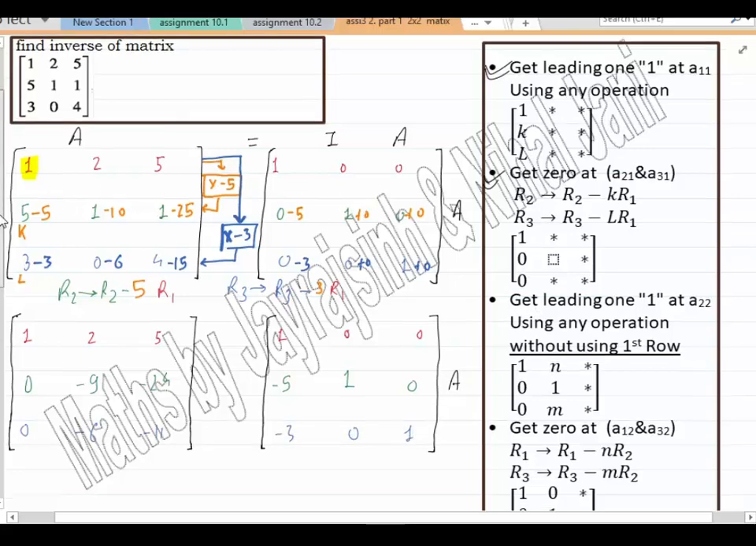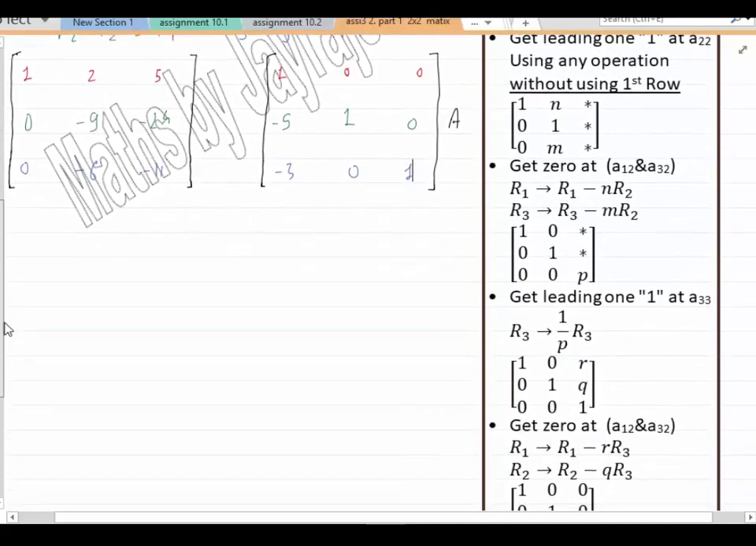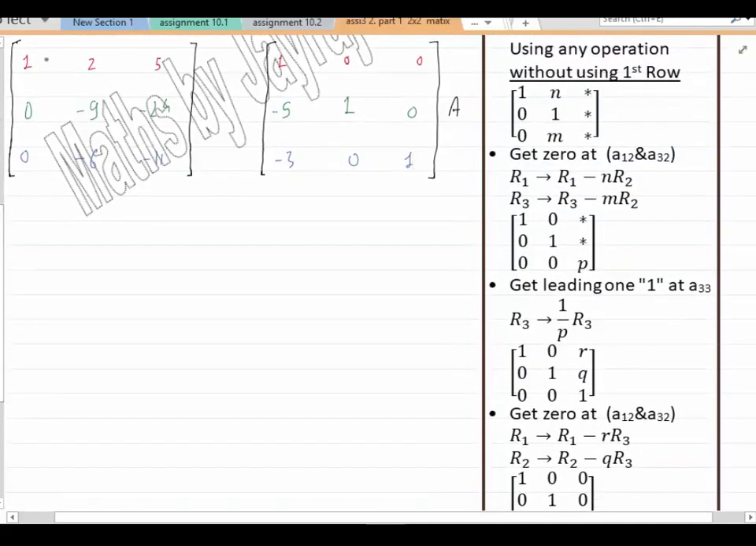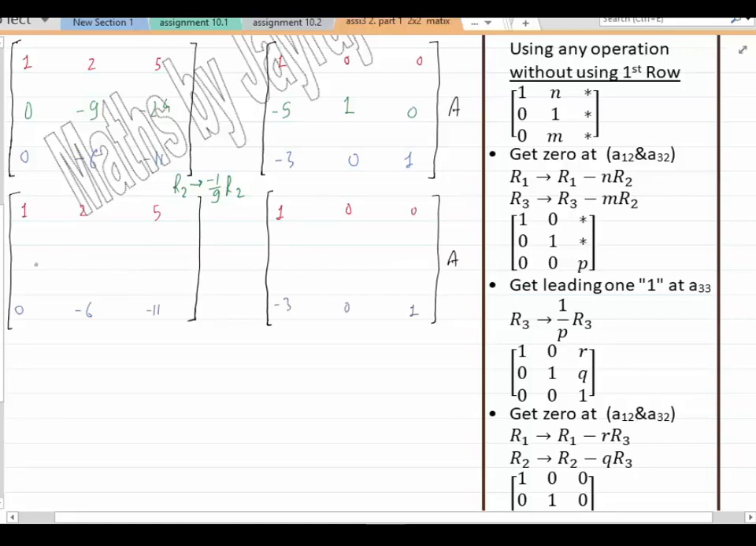Now it's time to get a leading one at A22, and that can be done without using the first row. Here the preferable option is taking minus 9 common from the second row. I mean to say, we have to take R2 gives 1 by 9 R2. So the first and third rows will be as it is. So let's write down as it is. And our second row will be 0, 1, 8 by 3, minus 5 by 9, actually plus 5 by 9, minus 1 by 9 and 0.